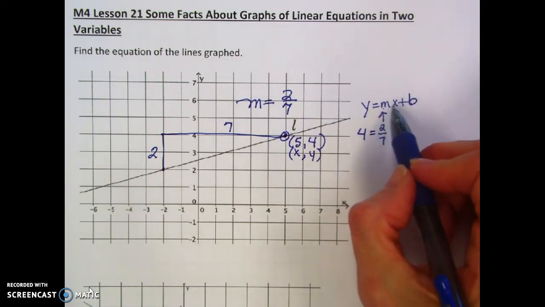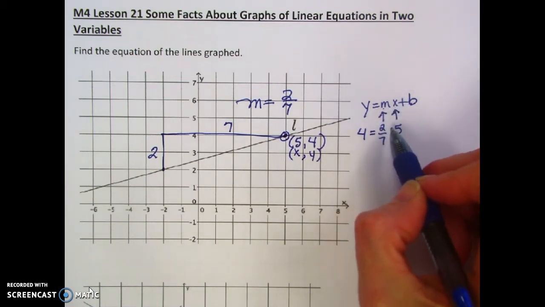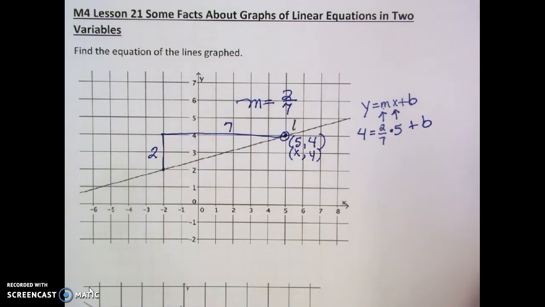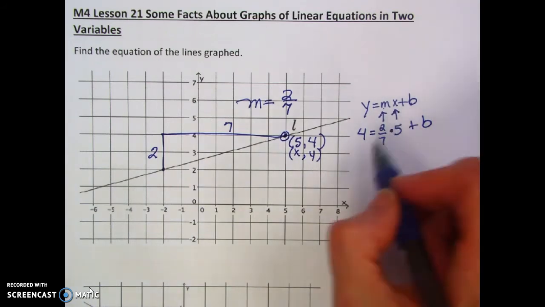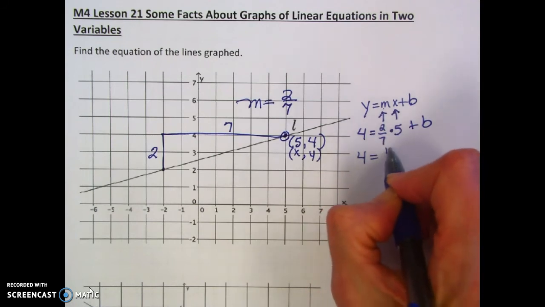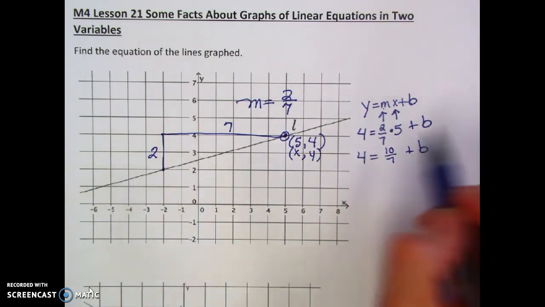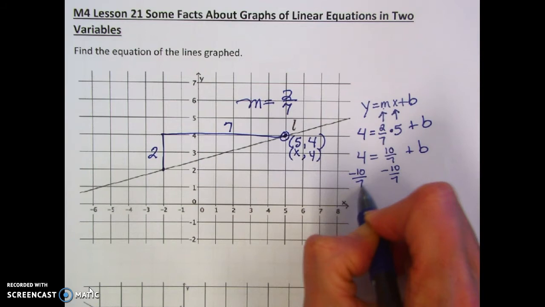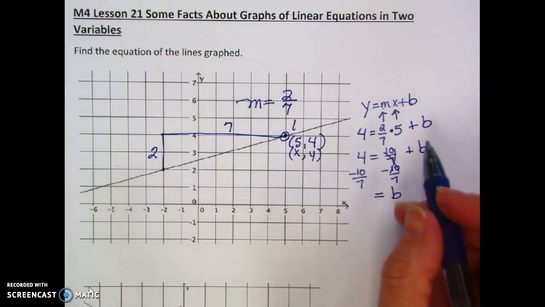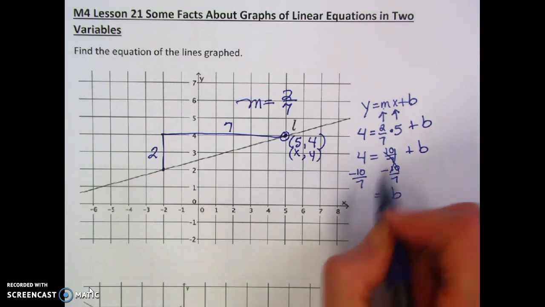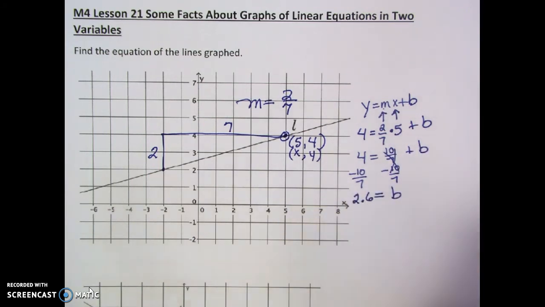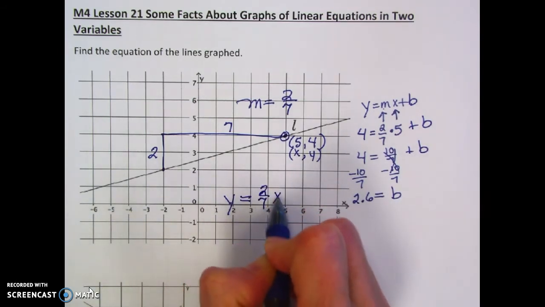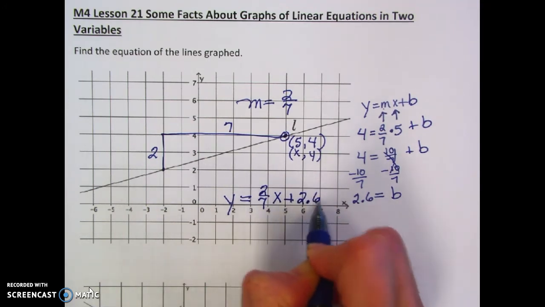Now what's going on with the m and the x here? So when I substitute numbers in, I've got to multiply them. Yes, so I'm going to be multiplying here. And I'm going to leave my b, because I want to calculate what b is in the end. So 2/7 times 5 would be 10/7. Okay, I'm just simplifying that. And now I need to solve for b, so I'm going to have to subtract this 10/7 on both sides of the equal sign to get my b value. So b turns out to be 2.6. So y equals my slope, 2/7, x, plus my y-intercept of 2.6.